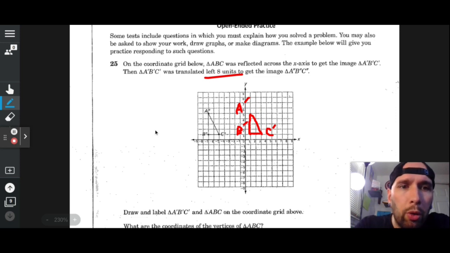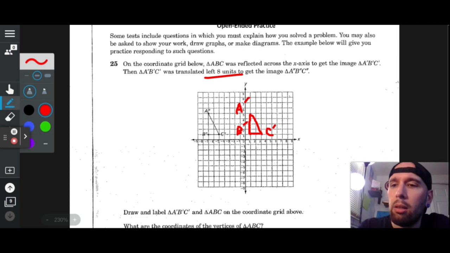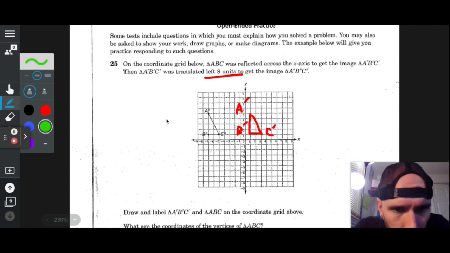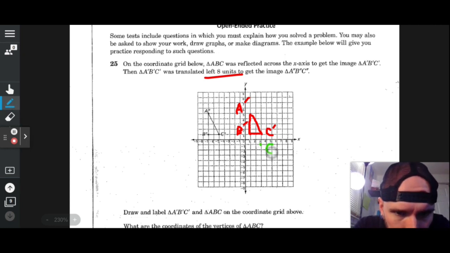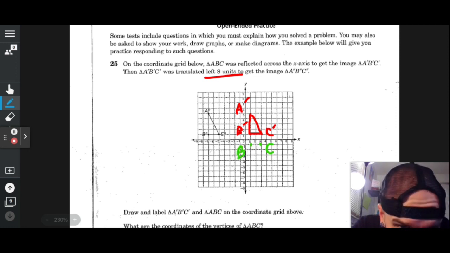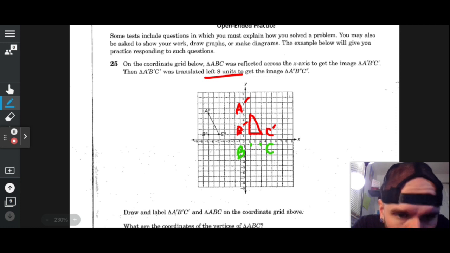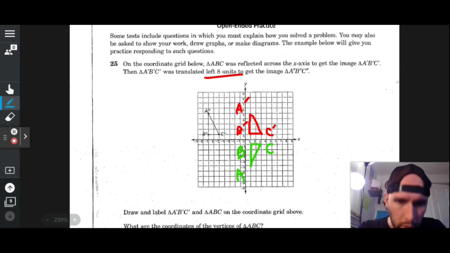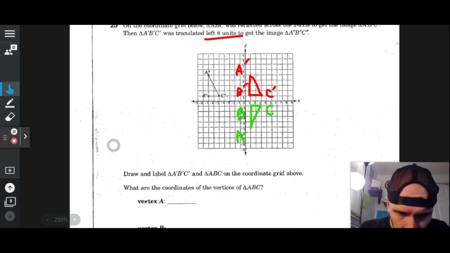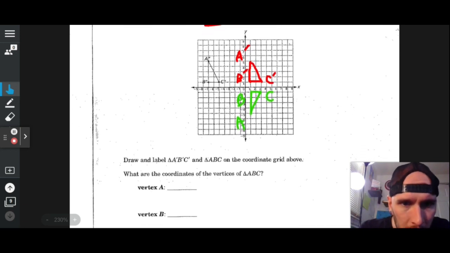Then what did we do? Reflected over the x-axis. Well, that's not going to change. So C, B. It looks like A is 5 up there. So 1, 2, 3, 4, 5 is A. Draw and label A prime. Okay, I did. What are the coordinates of the vertices of A, B, C?